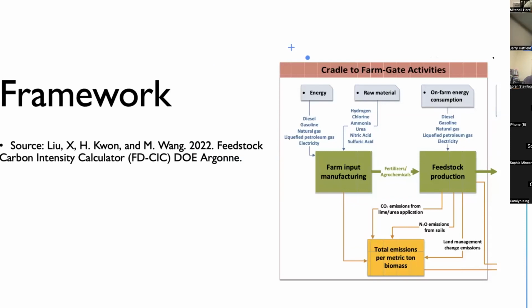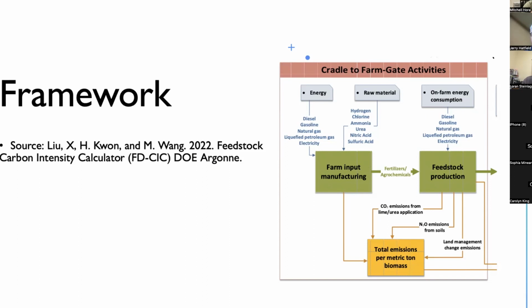If you think about where this comes from, this is the DOE out of Argonne, where a lot of the carbon intensity work is done, where they developed the GREET model. I pulled this diagram out of that because I think it's instructive for looking at how we begin to examine carbon intensity. If you look at these cradle to farm gate activities, we've got energy going in, diesel, gasoline, natural gas, that go into manufacturing our inputs, fertilizers and chemicals.